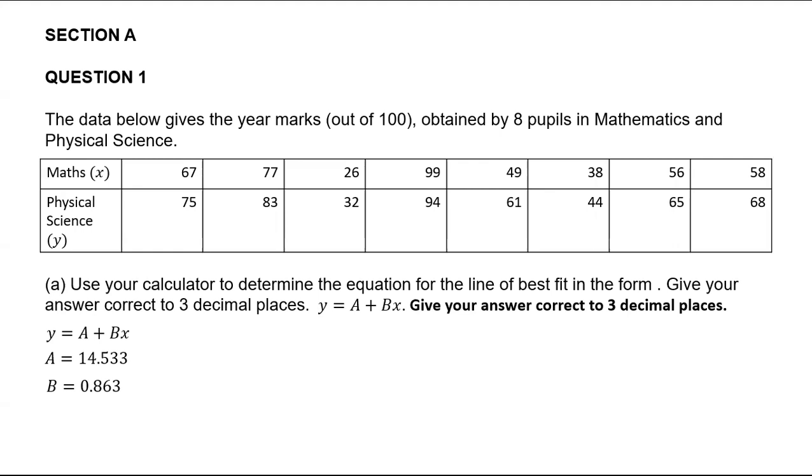Substitute A and B into that linear standard form that we were given. So where there's A, you'll substitute 14,533, where there's B, you'll substitute 0,863. Okay. Now note that A and B in the standard form was substituted by the values that we calculated. You need to remember here that X is independent and Y is a dependent variable. All right, let's go to the next question.